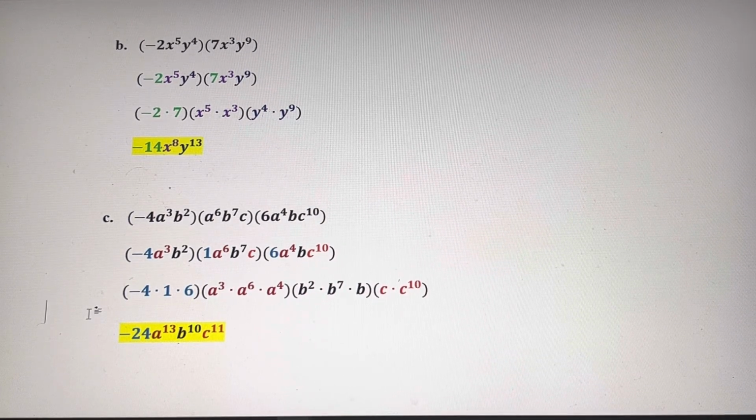So when you're multiplying monomials, multiply the terms together that are the same. Constants times constants, and any variable expressions times other variable expressions with the same base.